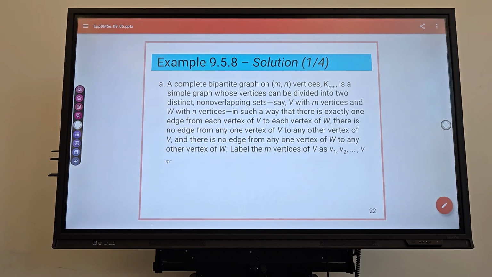A complete bipartite graph, K, is a simple graph whose vertices are divided into two distinct non-overlapping sets, V with m vertices and W with n vertices, in such a way that there's exactly one edge from each vertex of V to each vertex of W, and there is no edge from any one vertex of V to any other vertex of V, and there is no edge from any one vertex of W to any other vertex of W.